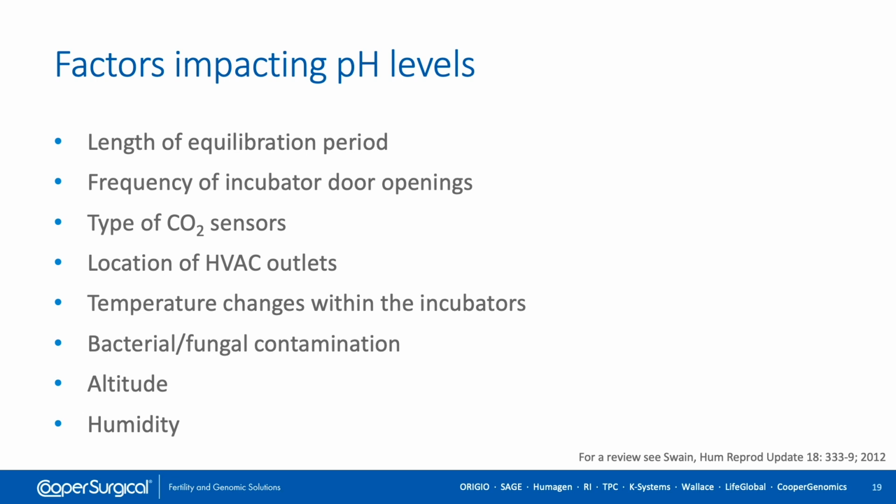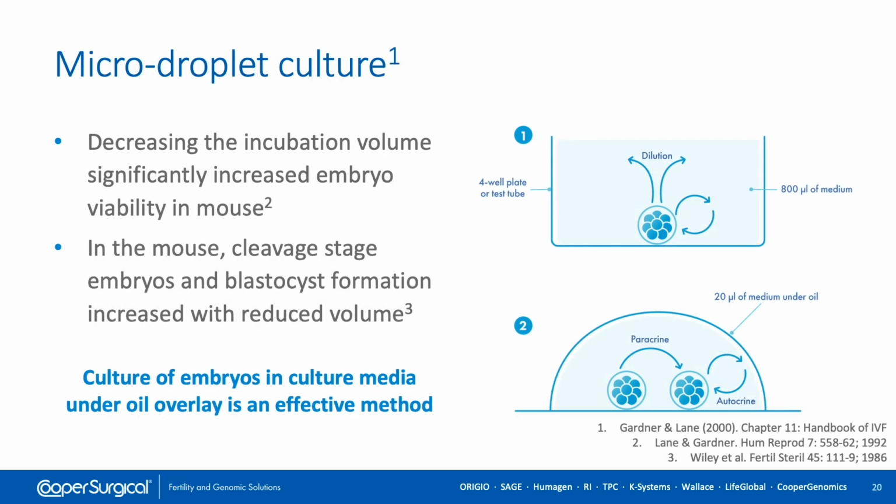So most labs now would use micro-drop culture. This was worked out a few years ago, and some publications, as you can see at the bottom of the slide here, show that micro-drop culture works very well for embryo culture. Decreasing the incubation volume increased embryo viability in the mouse, and also in the mouse, cleavage stage embryos and blastocyst formation increased with reduced volume. So this has led to most laboratories around the world culturing now in micro-drops under oil, and this is a very successful technique if you're very careful in how you prepare the dishes, and also in the volumes of media and oil that you use in your culture.